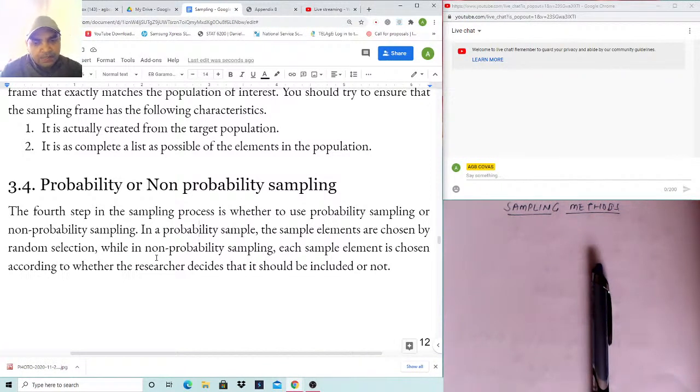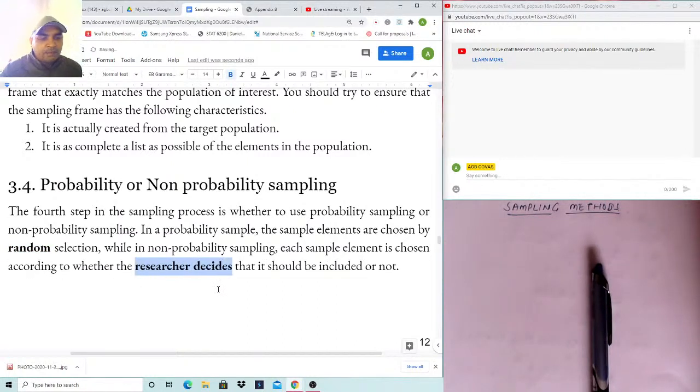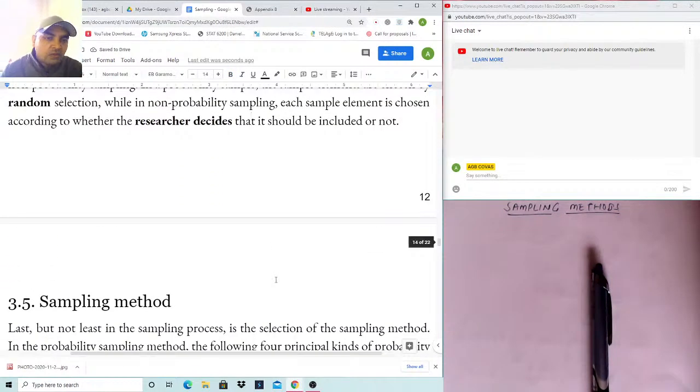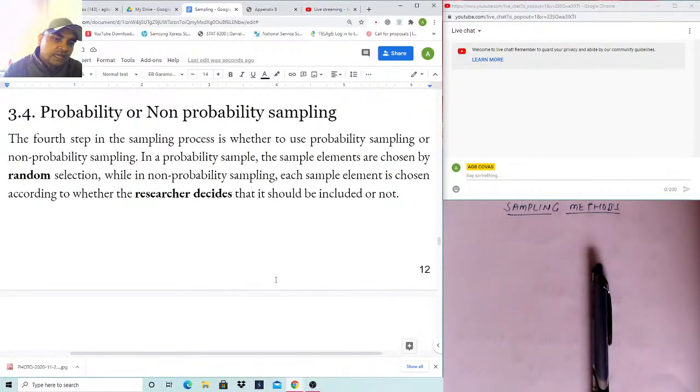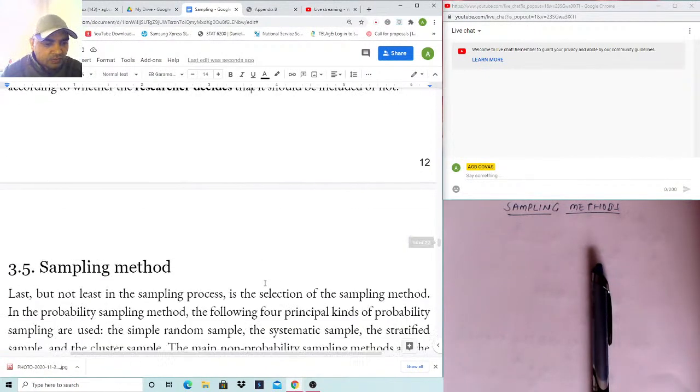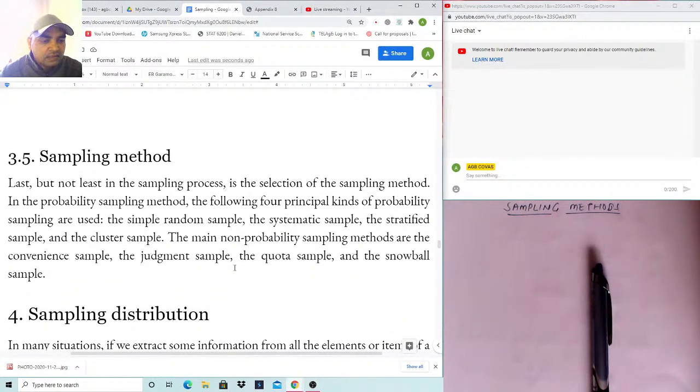In a probability sample, the sample elements are chosen by random selection. We have already discussed that. While in non-probability sampling, each element is chosen according to whether the researcher decides that it should be included or not. So in the case of non-probability sampling, the researcher decides. So you have to judge which type of sampling you will prefer, and accordingly you will get the precision. Then comes your last step, the sampling method. We have discussed the various probability and non-probability sampling methods that you have to choose from.